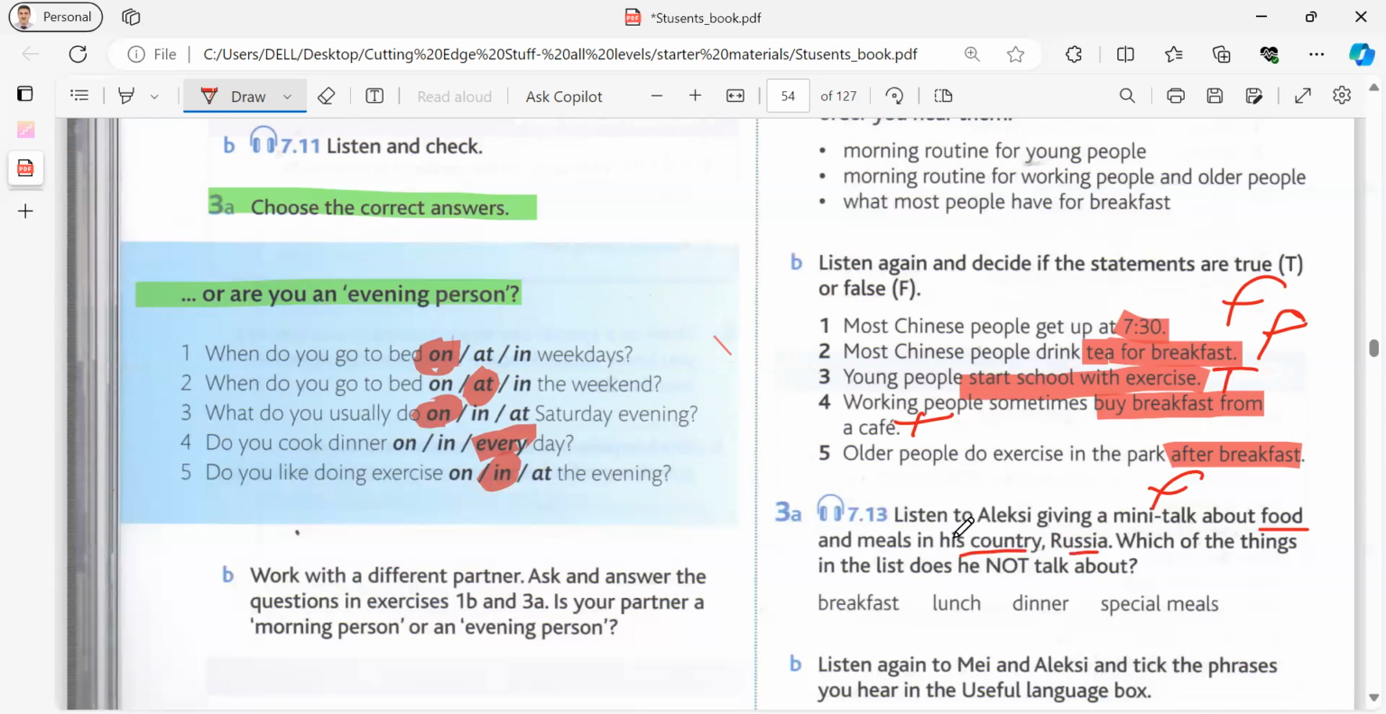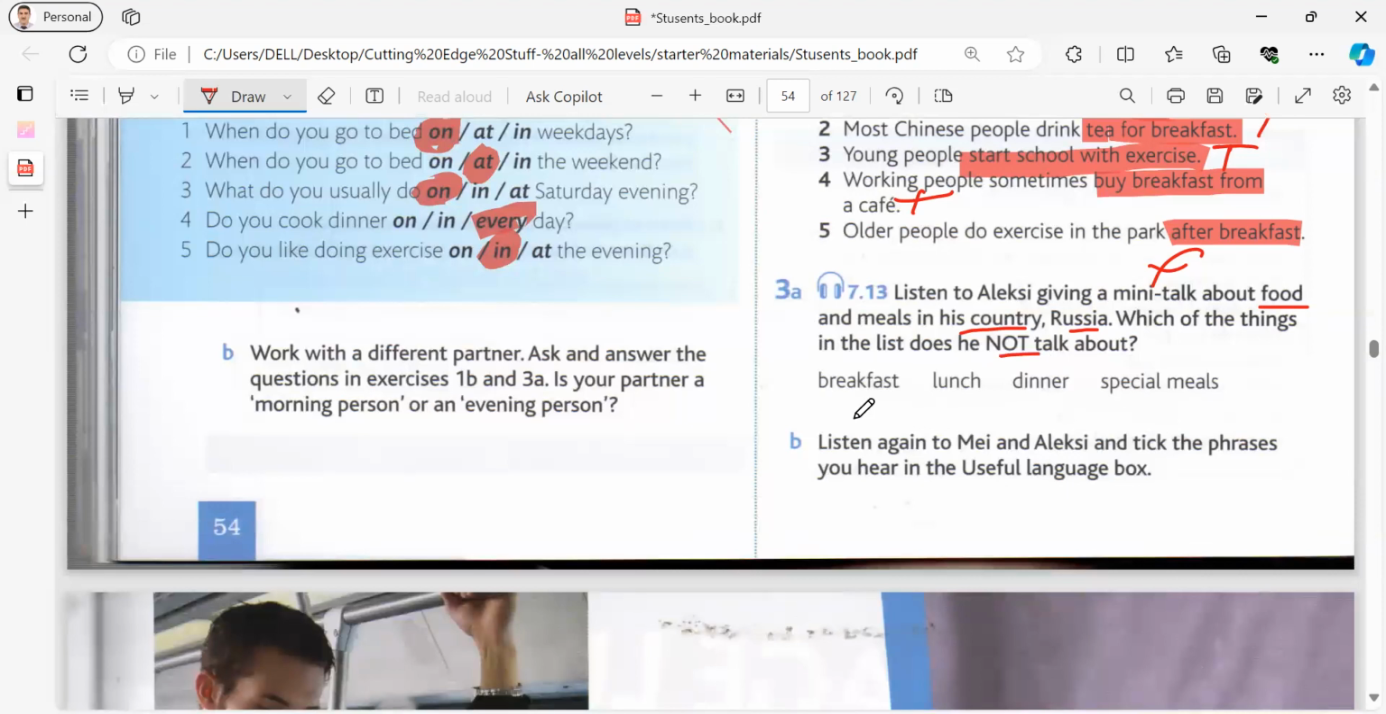Okay, again. So Alexei is talking about what? Food and the meals in Russia. Which thing does she not talk about? Again, which does she not talk about? Breakfast, lunch, dinner, or special meals? Ready? Guys, ready to listen? Ready.